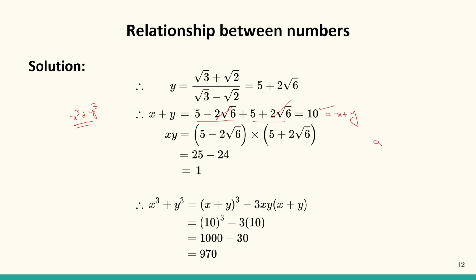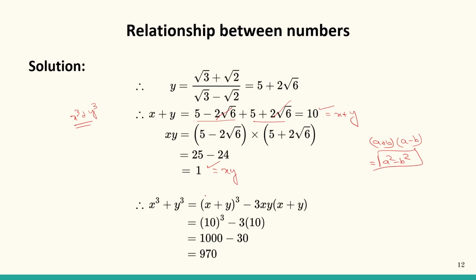Again, we use the formula a plus b into a minus b, which is equal to a square minus b square. So 5 square is equal to 25 and 2 root 6 whole square is equal to 4 into 6, that is 24. So what we are left with is 1. So xy is nothing but 1, and x plus y is 10.